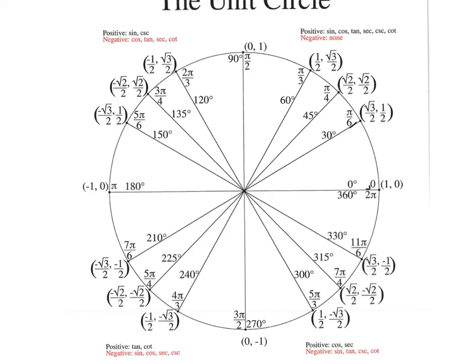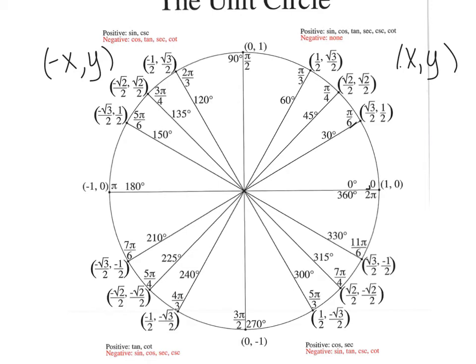And then depending on what quadrant we're in, it gives us the sign. So everything in the first quadrant is positive. Sine, cosine, tangent, secant, cosecant, cotangent, they're all going to be positive in this first quadrant. In the second quadrant, remember, the first was positive x, positive y. In quadrant 2, x is now negative and y is positive. So any trig ratio involving x is going to be negative, which is cosine, tangent, secant, and cotangent. And any trig ratio involving just y is going to be positive, which is just sine and cosecant.